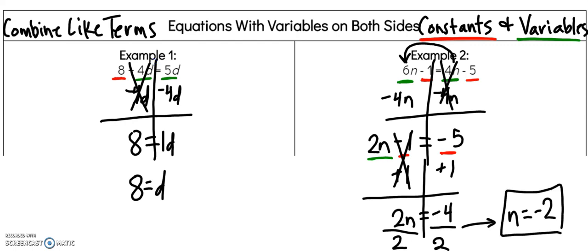So when you're solving equations with variables on both sides, make sure you combine like terms and then solve for the variable.